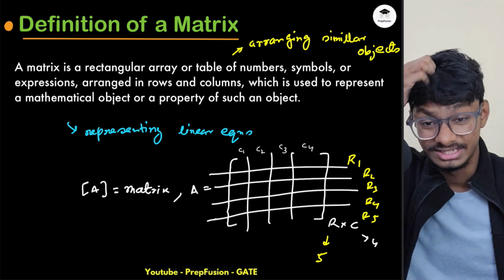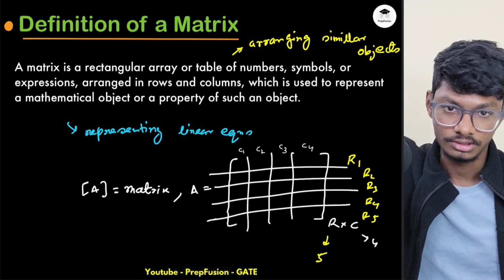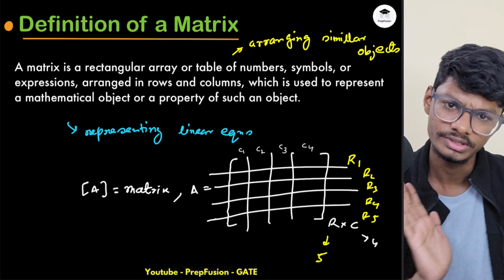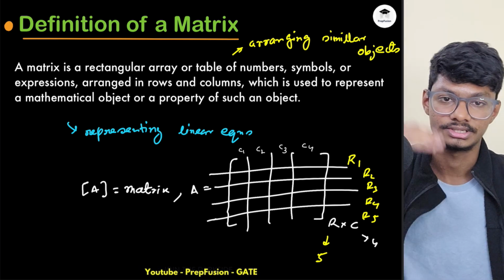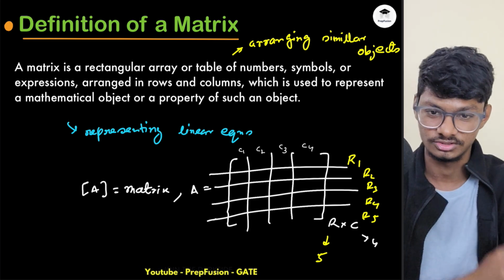It doesn't mean that they have to be equal, they can be not equal also. If they're not equal, then they are called rectangular matrices. If they're equal, they are called square matrices. So a row is basically the horizontal part and a column is basically the vertical part, right? I hope this is the basic definition of a matrix.